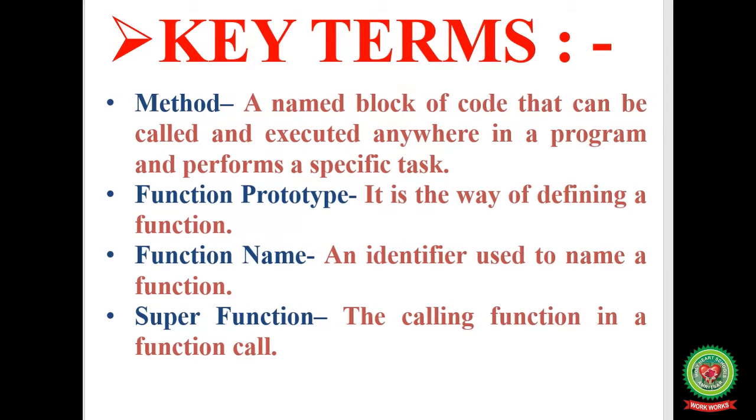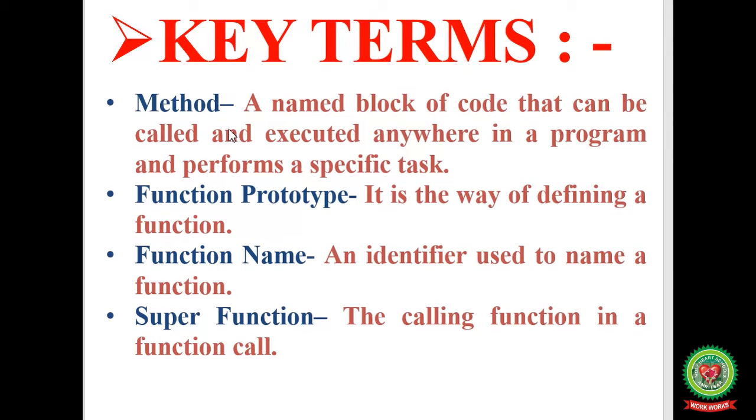Let us discuss some of the key terms. Our first key term is method. A method is a named block of code that can be called and executed anywhere in a program and performs a specific task. For example, let's suppose I want to calculate the sum of two numbers. So I write that set of statements in a pair of braces and give it a name. Let it be sum. So that full becomes a method.